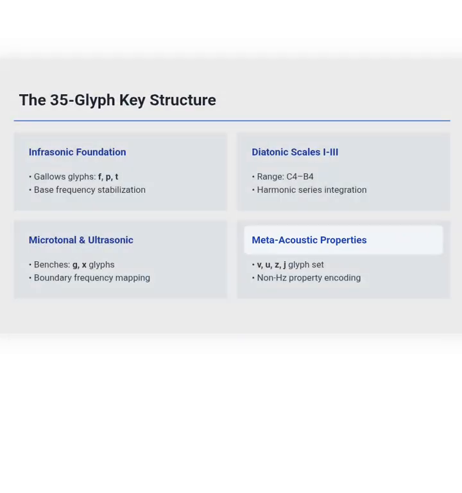Finally, notice the meta-acoustic glyphs V, U, Z, and G. These are unique because they don't encode Hertz at all. Instead, they represent non-Hertz properties like timbre or density, giving the system its qualitative depth. Now, let's look closer at scale 1.